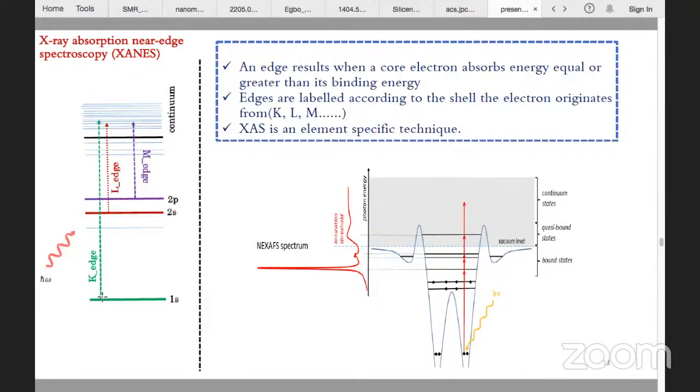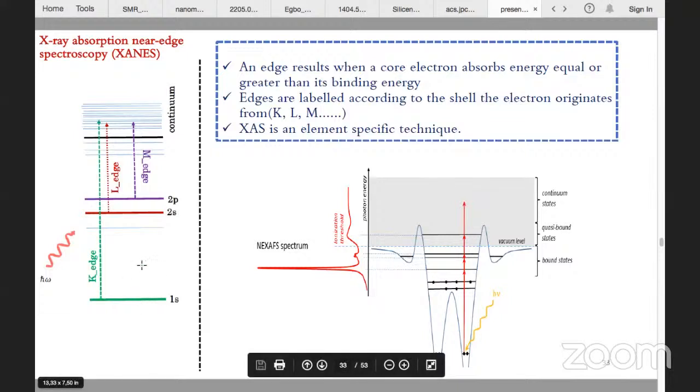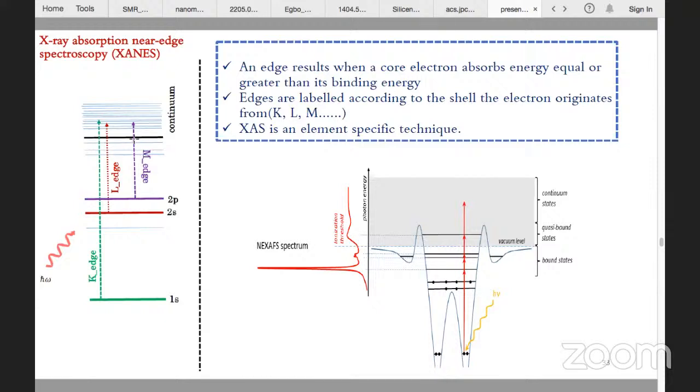Normally when you say K edge, it basically means that you have excited an electron from the bound 1s state to the continuum above the Fermi level. When you excite an electron from the 2s level, then you have what we call the L edge, and so on and so forth. So again, it is just another view of the same process.